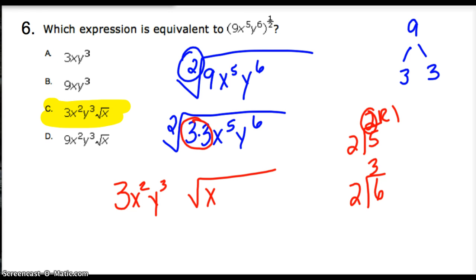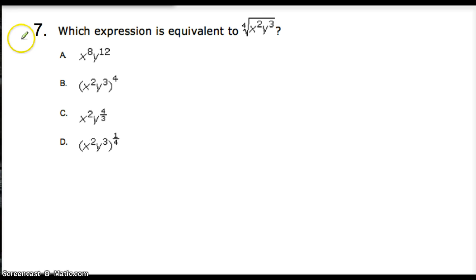Okay. Let's look at number 7. Which expression is equivalent to this? Well, you notice you have x to the 2nd and y to the 3rd, and you have an index of 4. So you know you can't pull groups out because there's not enough x's nor y's. So I'm just going to see how I can rewrite this. So the first way I know to rewrite this, if I can have x to the 2nd, y to the 3rd, raised to the 1/4 power.